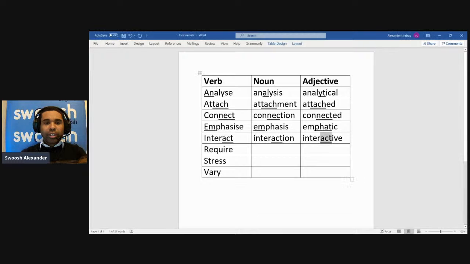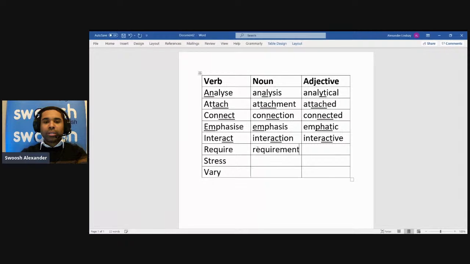Okay, so looking at the last three. So require, can anyone guess this one? It would be requirement. So again, stress remains on the second syllable, require, requirement. An adjective for require. Has anyone got the answer to this one? We can say that something is required, a required object. So again, the stress would be on the second syllable.